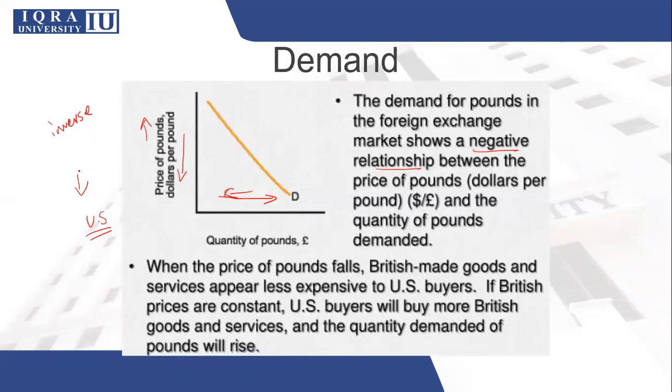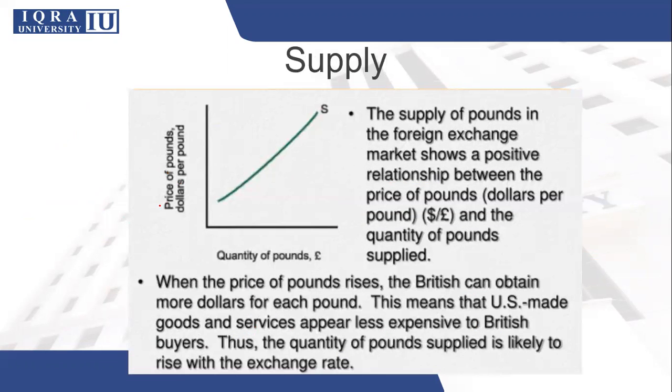people will start to import things from Britain, and if they're importing, then they will have to give the payment in pounds. So you can see why the quantity demanded of pounds is going to increase. If British prices are constant, US buyers will buy more British goods and services, and the quantity demanded of pounds will rise. It is the same concept that you have studied for any other commodity. Similarly, supply and price have a positive relationship. That means that when the price goes up, so does the supply.